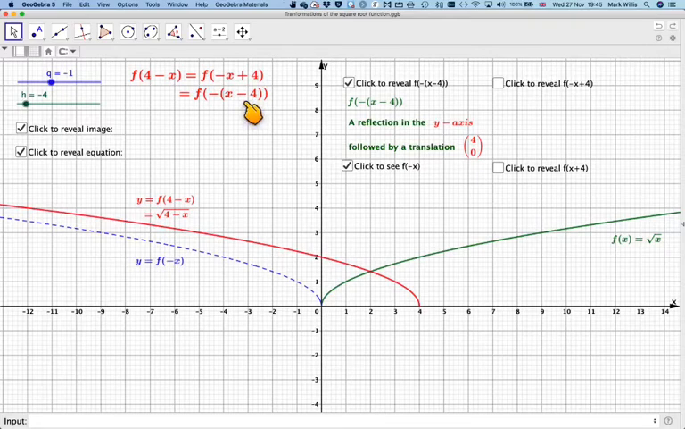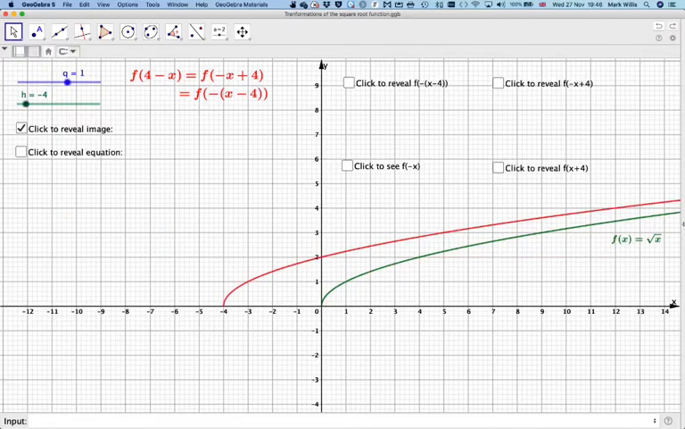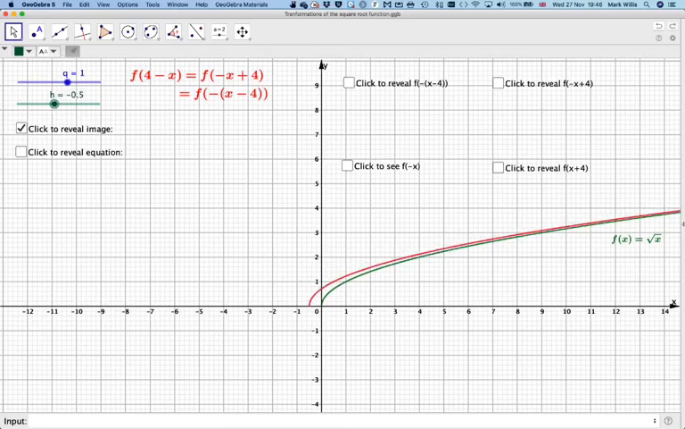Now, if we try to use the other one, which is f of minus x plus 4, with no brackets in here, let's get rid of what we've just done. So let's get rid of these two, and for the moment get rid of the equation and then put q back to 1 and h back to 0. Okay, so there is the original curve. Just click to get the image.